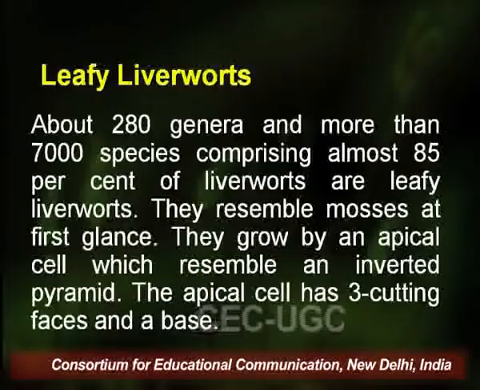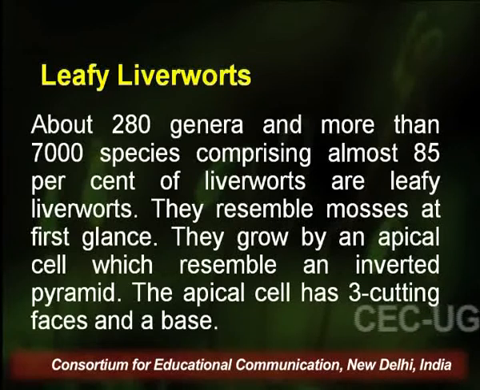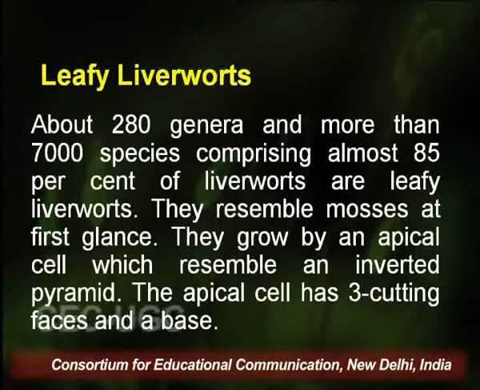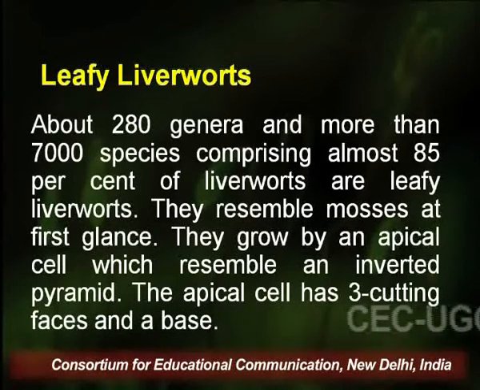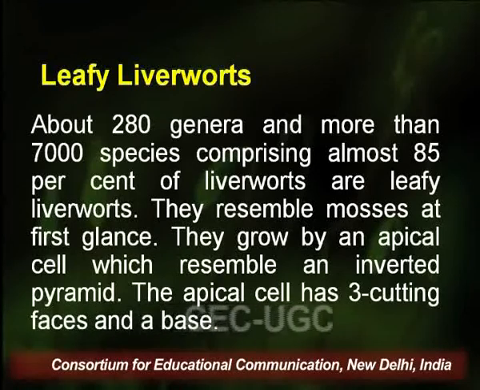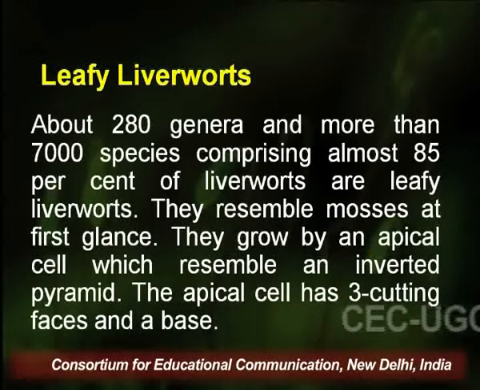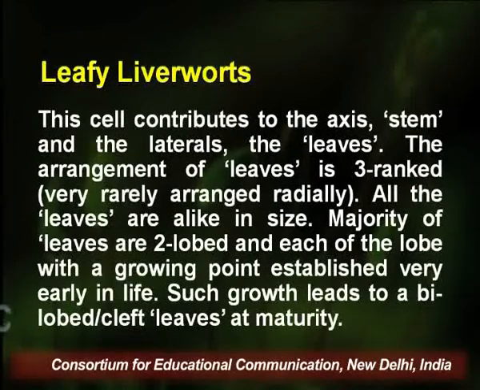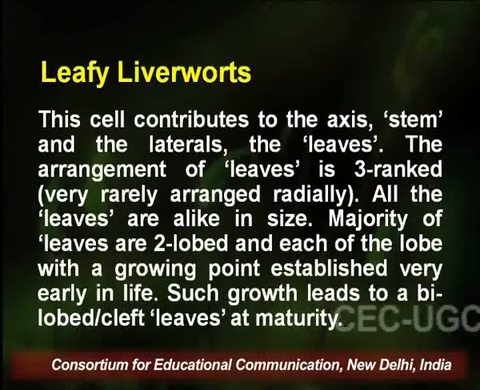About 280 genera and more than 7,000 species, comprising almost 85% of liverworts, are leafy liverworts. They resemble mosses at first glance. They grow by an apical cell which resembles an inverted pyramid. The apical cell has 3 cutting faces and a base. This contributes to the axis stem and the laterals, the leaves.